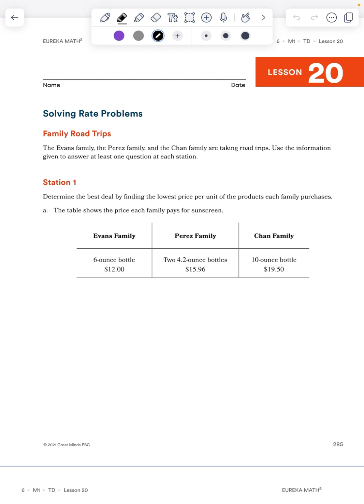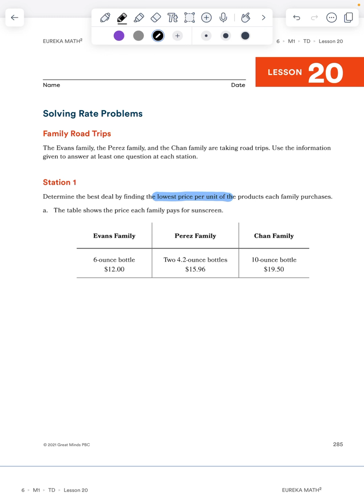We're not going to do every single problem. So the table shows the price each family pays for sunscreen. And it wants us to find the best deal by finding the lowest price. So I'm going to highlight that. That's important information. Lowest price per unit of the product each family purchases. So we're finding the unit rate, and then we're comparing it to see who got the better deal. So in most cases, the better deal is going to be the cheapest price.